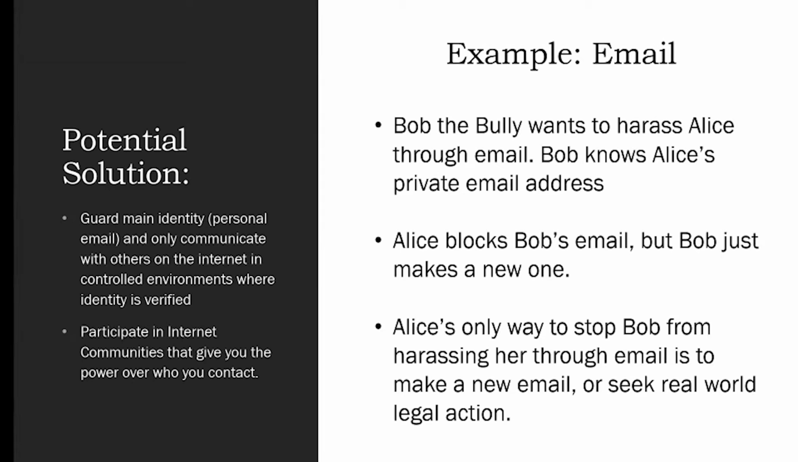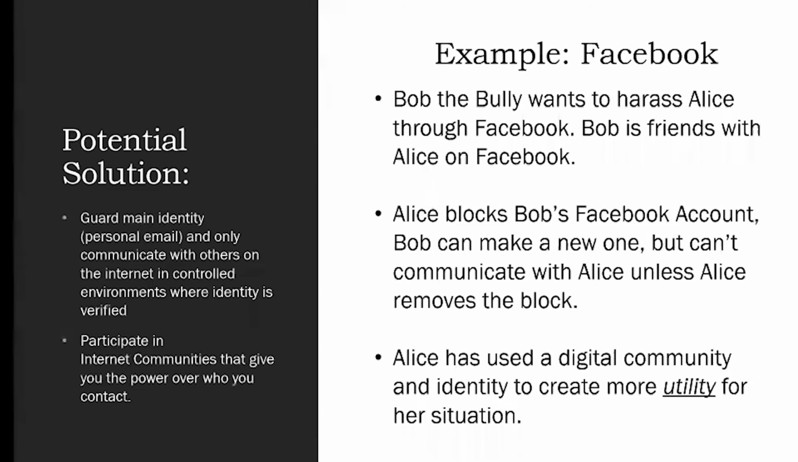So the potential solution in this situation would be for Alice to guard her main identity and then communicate with others on the internet through controlled environments where identity is verified. That would be digital communities such as Facebook, which is the example we use in a second, or other digital communities where you have more control over who you can communicate with. So that's a potential solution. Let's talk about that now.